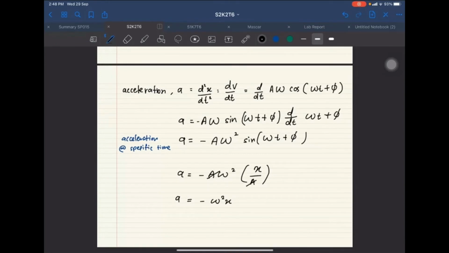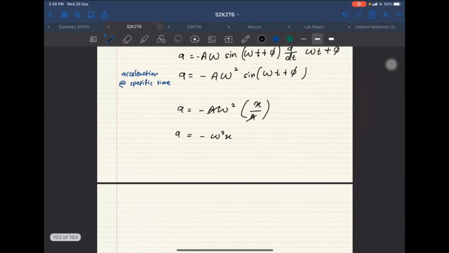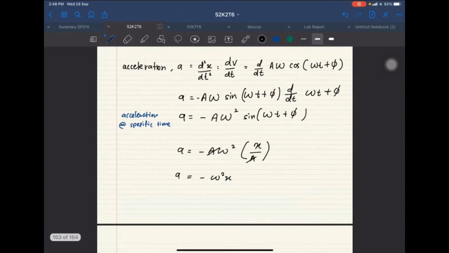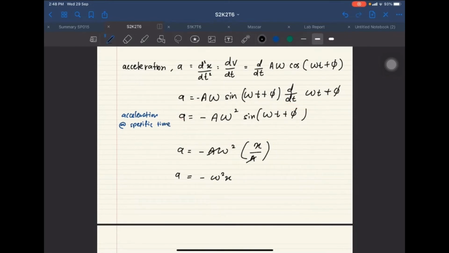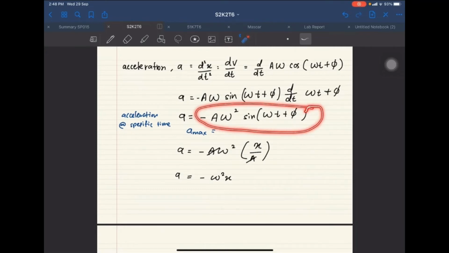Okay, how about the acceleration? Tadi kita cerita pasal V, now we want to talk about acceleration. Okay, katakanlah saya punya acceleration dekat sini. We want to talk about this equation. Okay, masa bila A saya tu jadi A maximum, sama macam V tadi. So masa bila? X sama dengan kosong, X sama dengan A.